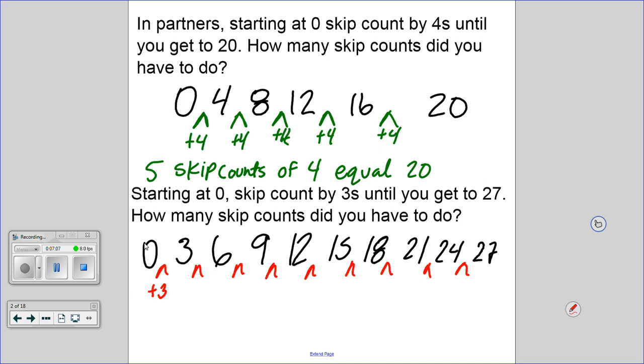Our pattern is by adding 3 each time. How many times did we add 3, Santiago? 9. 9 skip counts. 9 skip counts of 3 equals 27.